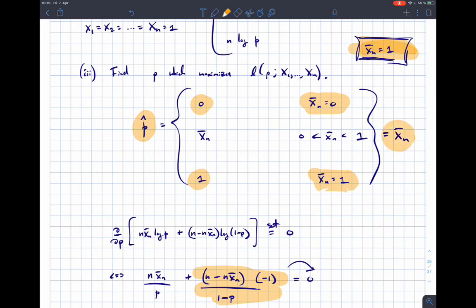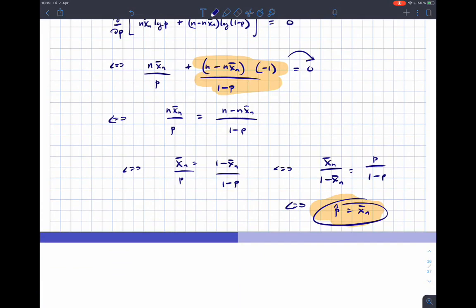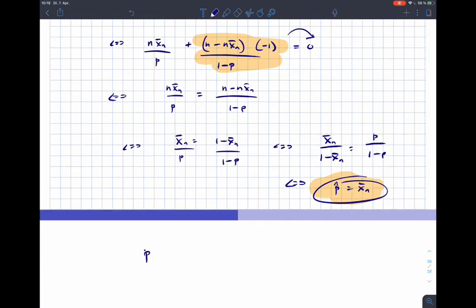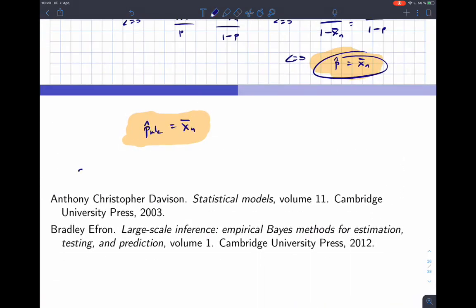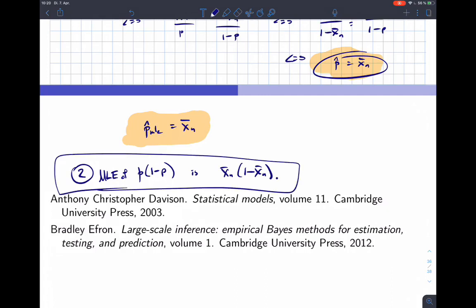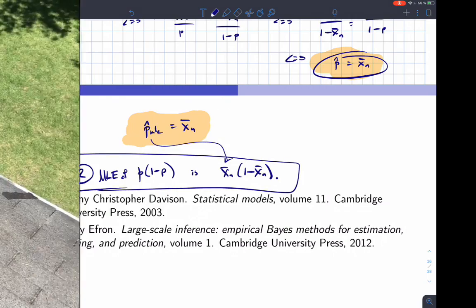So to summarize, p hat MLE is equal to x bar for the Bernoulli distribution. And for part 2, we were supposed to find the MLE of p times 1 minus p. And so we would just do x bar times 1 minus x bar, because we plugged the MLE right into that function.